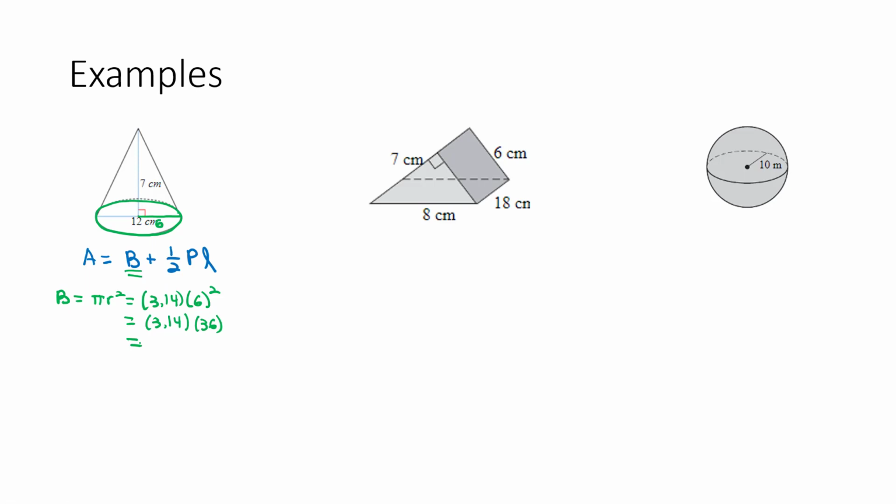And then I'm going to go to my calculator to find out what 3.14 times 36 is, and that's going to be 113.04. The other variable I need is P, the perimeter. The perimeter of the base, it's a circle.